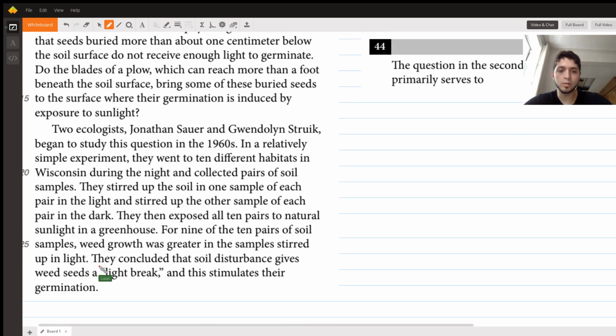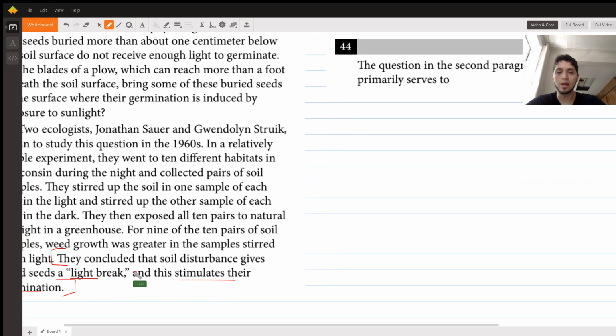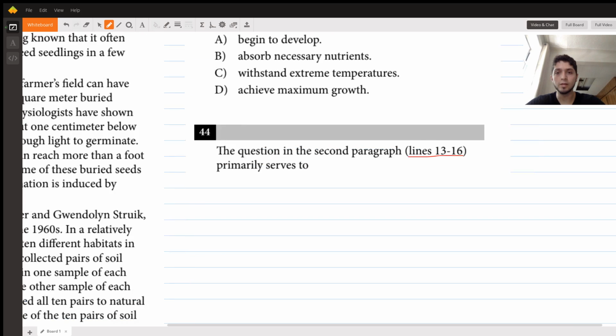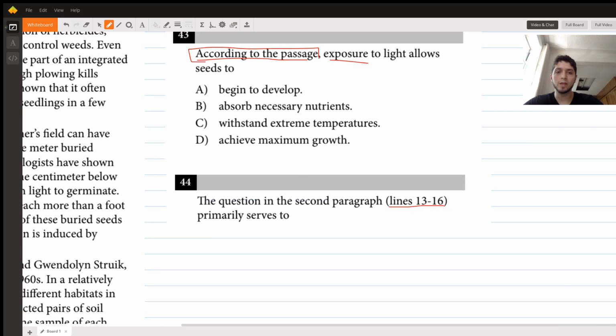This is line 26, where it says they concluded that soil disturbance gives weed seeds a light break, and this stimulates their germination. So this is the sentence that most clearly tells us about the effect of light on the seeds. What it says is, when it has this light break, it stimulates their germination. And that basically means it begins to allow them to sprout and to develop. So answer choice A says begin to develop. That pretty much is what germination means, so it's probably going to be our answer.